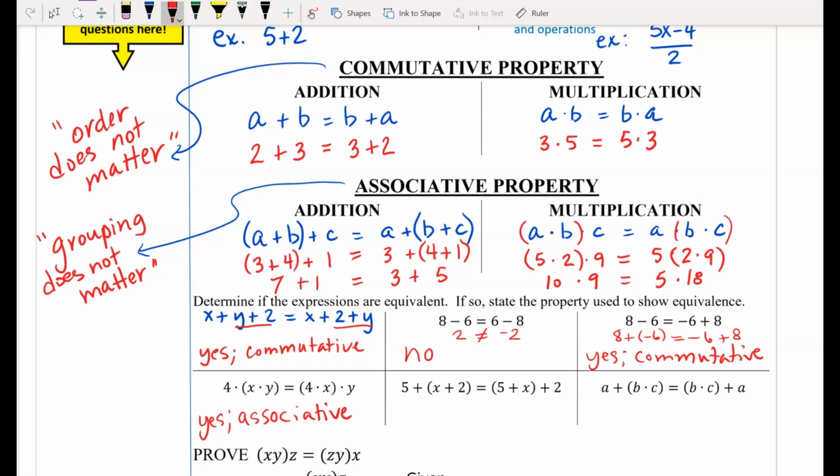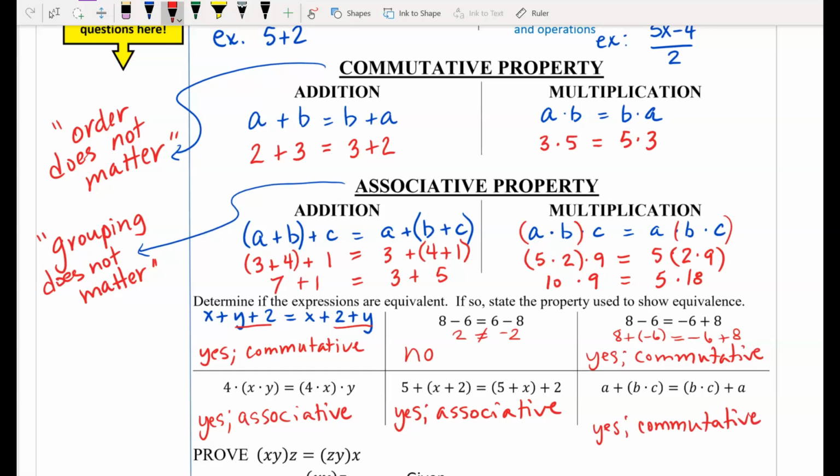In the next example, we have multiplication, and the only thing that changed was the grouping. And on the left side, the x and y were grouped together. On the right side, the 4 and the x were grouped together. And so those are equivalent by the associative property. The same is true on the next example, except everything is addition. So since 5 and x and 2 are all added together, we can group the x plus 2, or we can group the 5 plus x. So that change in grouping is associative property.